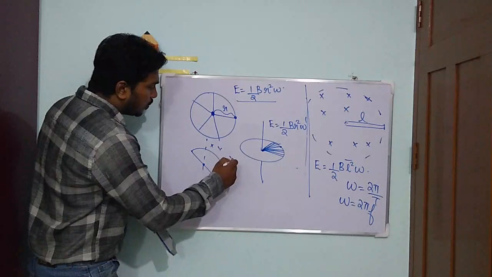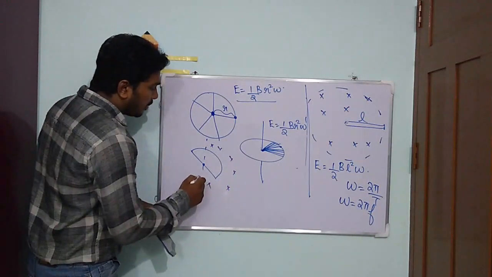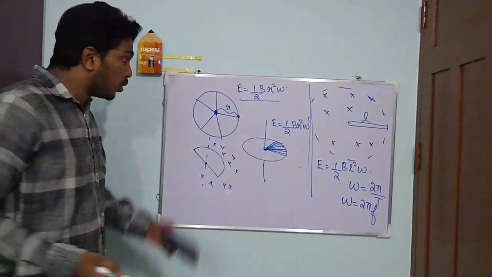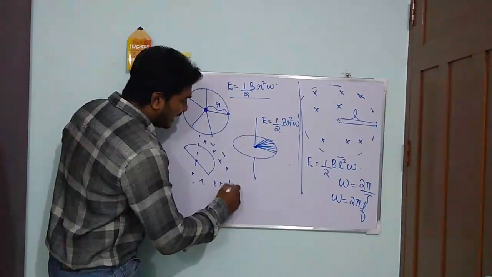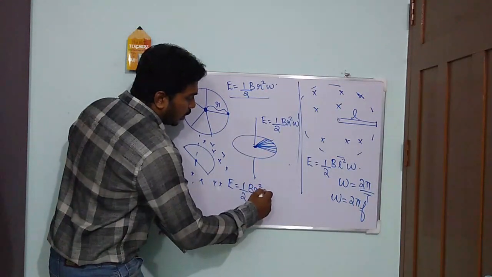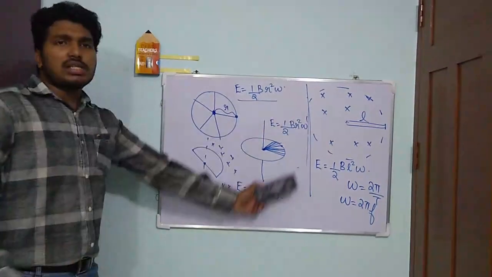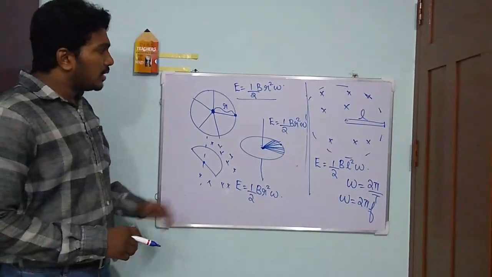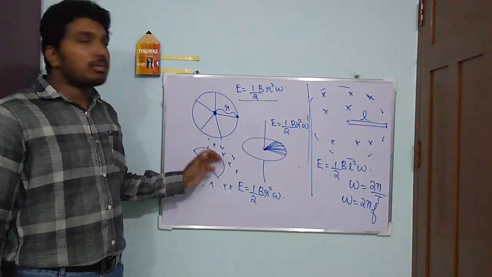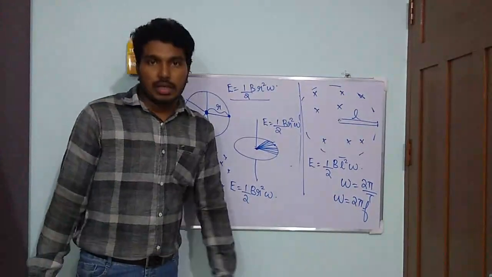In another case, a semicircular loop is rotating in a magnetic field. When a semicircular loop is rotating in a magnetic field also, the same condition applies. E is equal to half B R square omega. So in all these cases of motional EMF, these questions can come in your exam also. The induced EMF is given by half B R square omega.